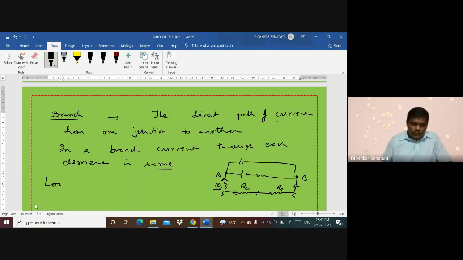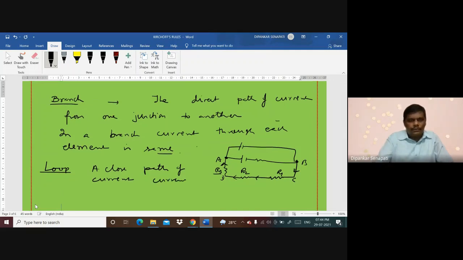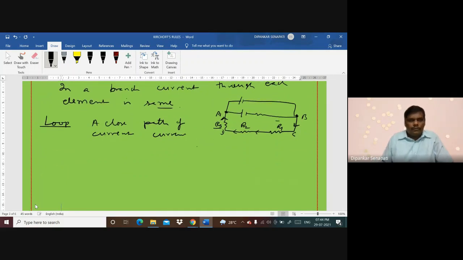Now loop. Another one is loop. What is a loop? A closed circuit, a closed path of current, is called a loop. Here you can see A, B, C, D, A is a closed path. We can see this side also, A, E, F, B, A is a closed path. Okay. Now let us start one by one.